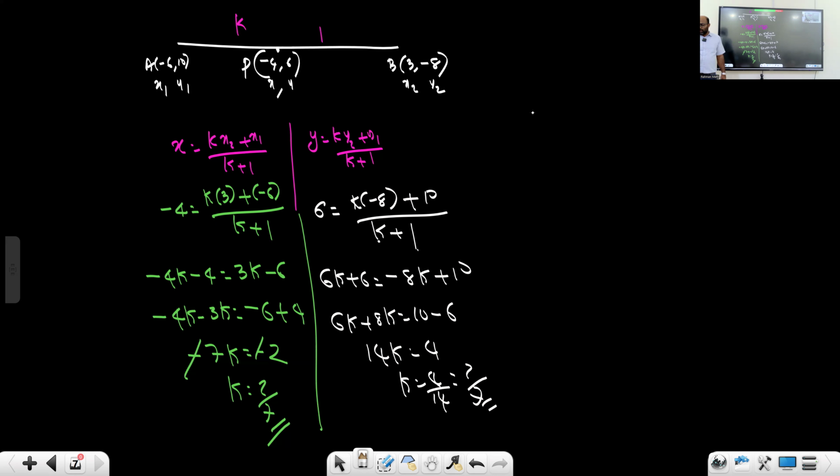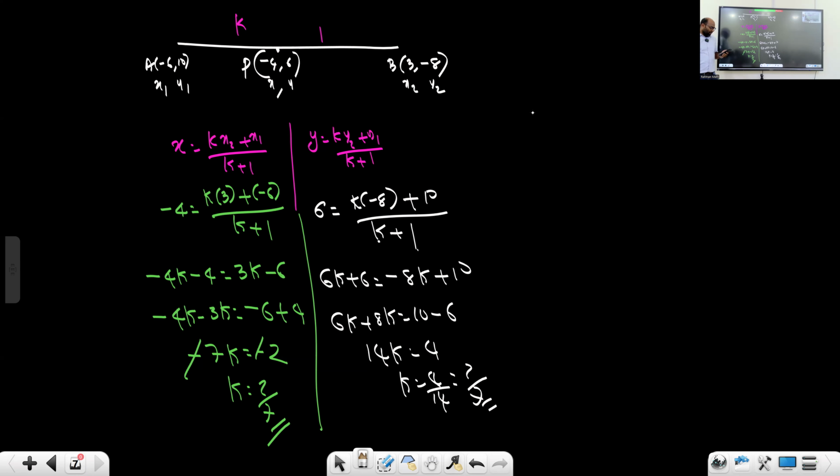So, in both the cases we got the same answer. Next, question number 18. Everyone read the question, understand the question, then only you have to answer it.